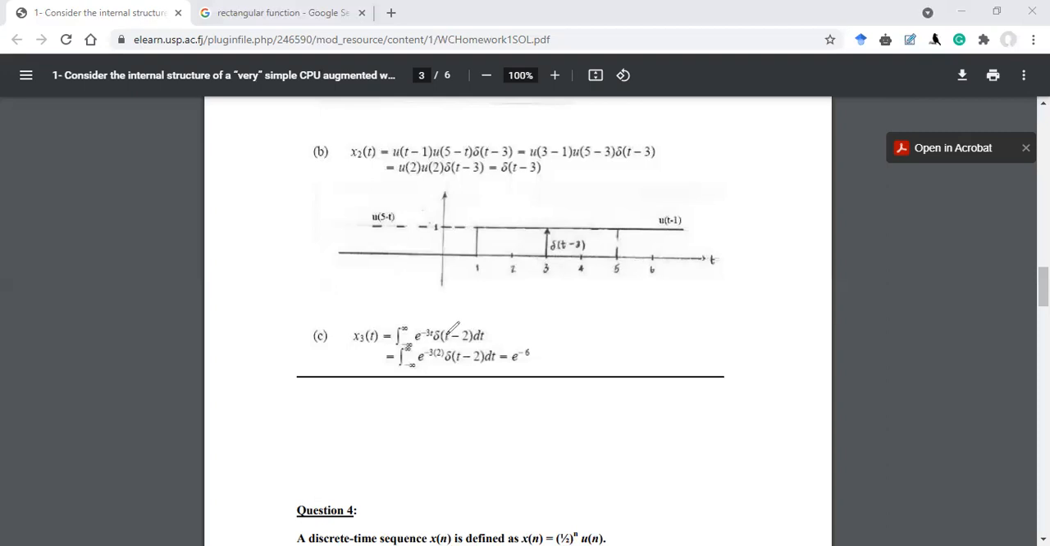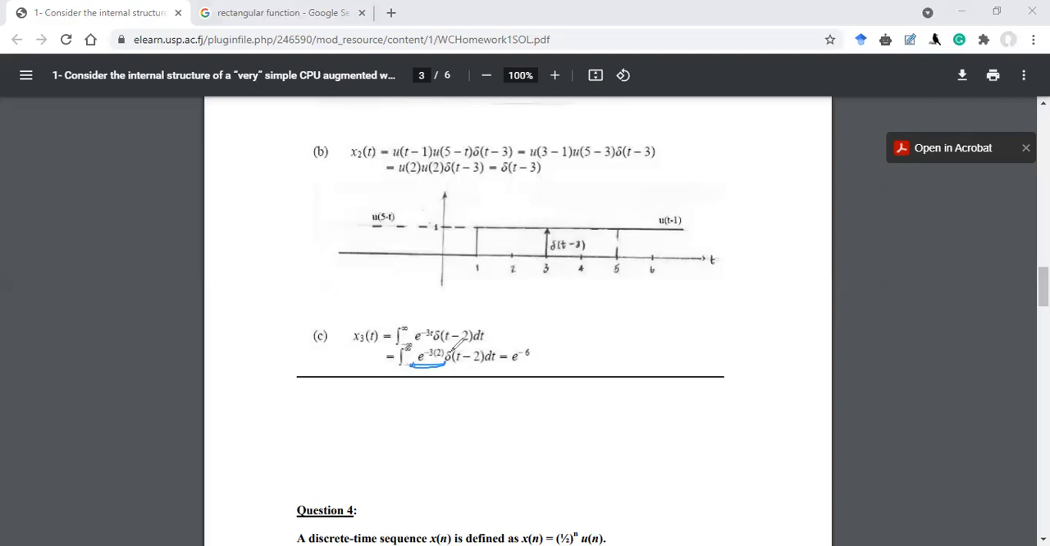So now we know that there will be only one value, that is at t is equal to 2. So we substitute the 2 value in this particular function over here, the exponential function. If we do that, we get e to the power of minus 3 into 2, multiplied by delta of t minus 2, and the integral of all this. Now you can read this particular part as a constant, so that is how you get e to the power of minus 6.